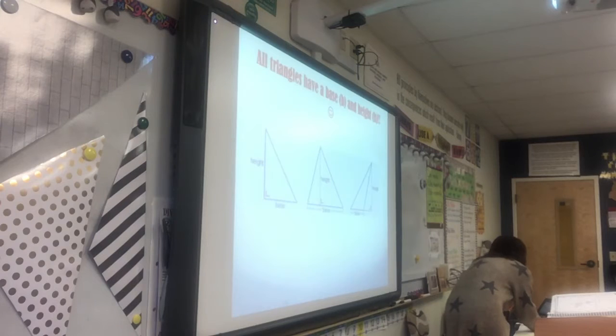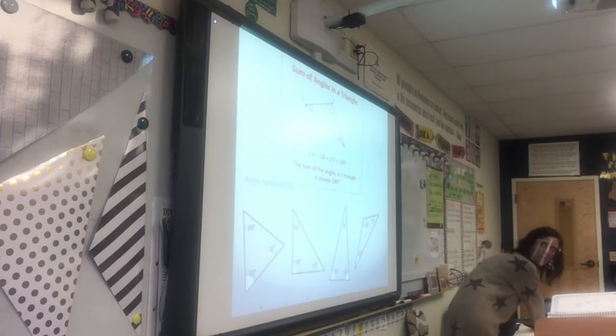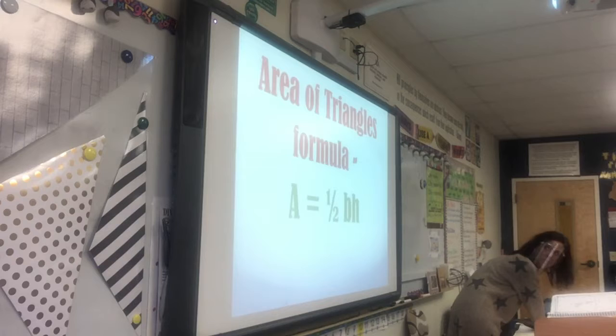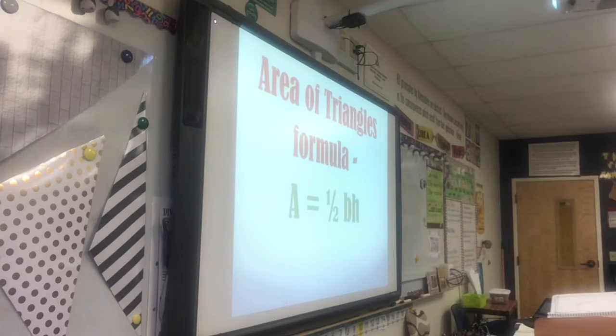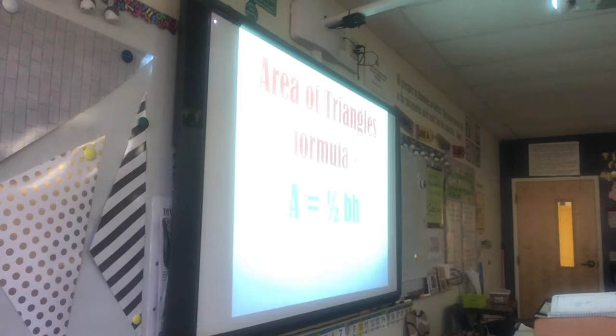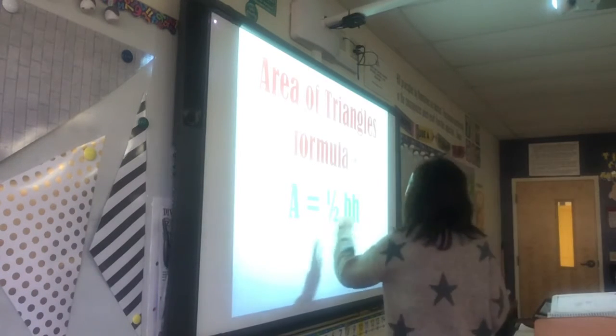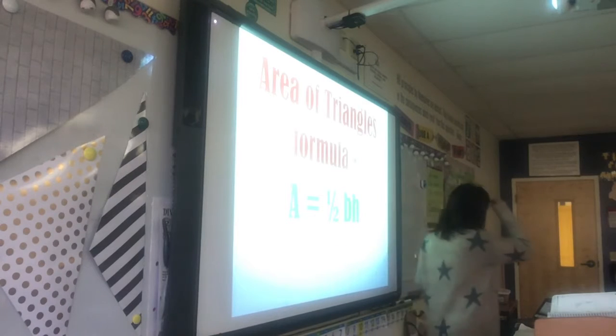And so this is the formula for finding area of triangles. Okay, so write this down. So area is always a capital A, so you never have to write out the word area, because area is a capital A in math. So area equals half base times height. And remember, we don't need to have a times sign or anything because it's two variables.